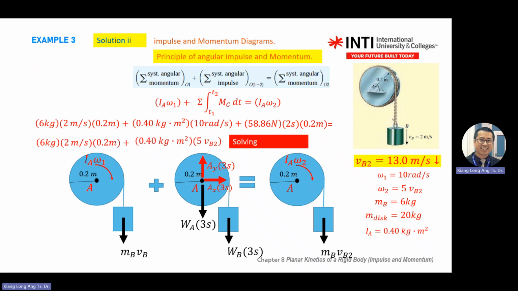Equal to angular momentum of this system. So you have one angular momentum and one angular momentum here. So MBV multiplied by 0.2 plus IA omega 2. Omega 2, you don't know. You write in V equal to omega R. It will equal to 5 VB2. So you solve, you arrive at VB2. So these are the second approach, by using this diagram. So I give you two approaches.